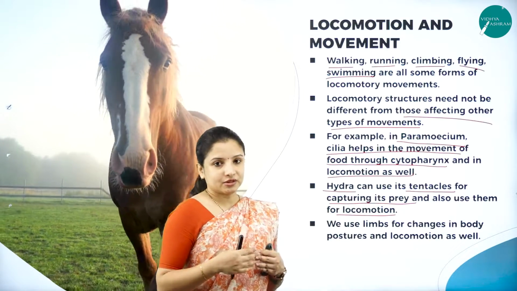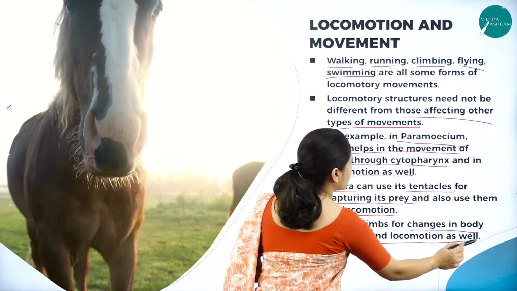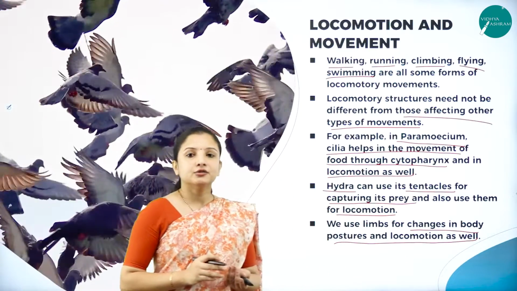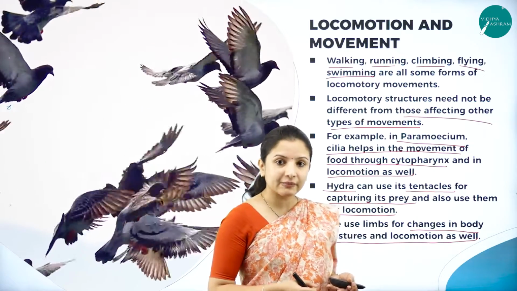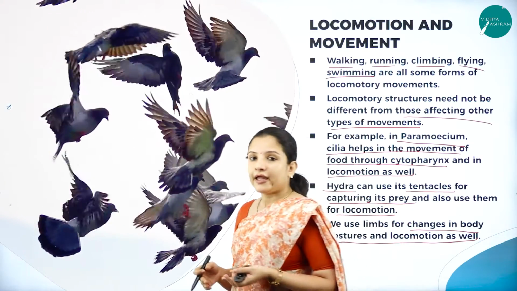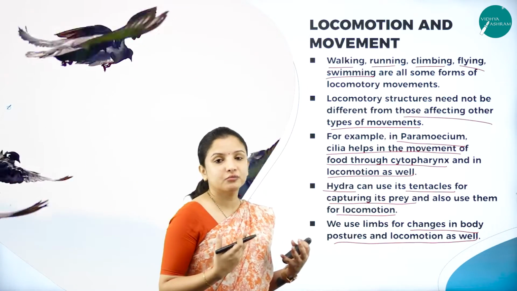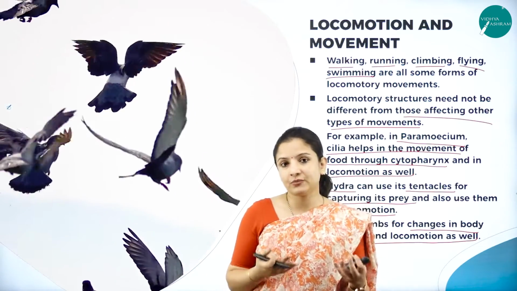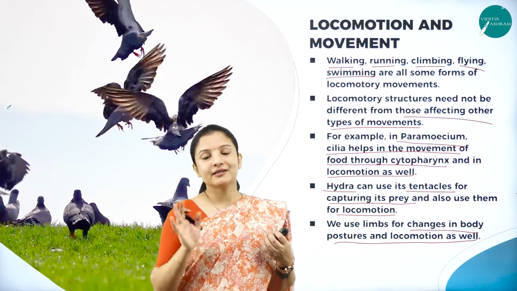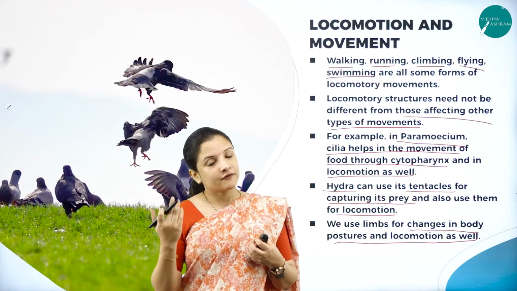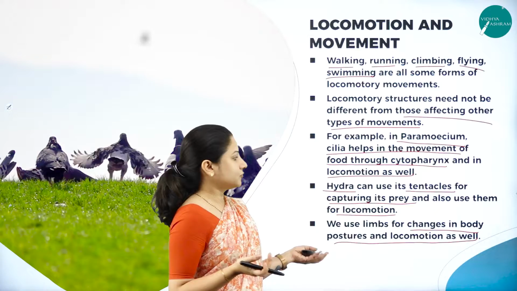And we use limbs in our body for changes in the body posture and locomotion. That is true, right? So I'm using my limbs, I'm moving my limbs. So that movement will help me to move from one place to another. Not just that, I'm also moving my hands and legs at the same time. So therefore, each of the locomotory organ does not interrupt with the other function of the same locomotory organ. So that is what they meant here.